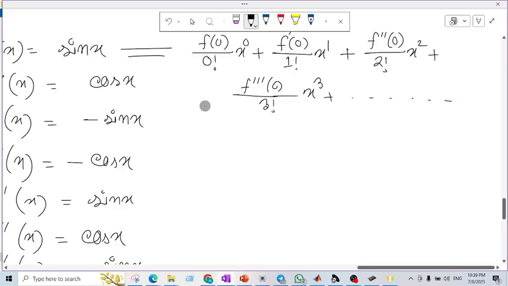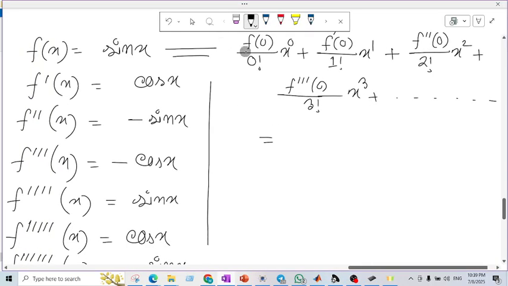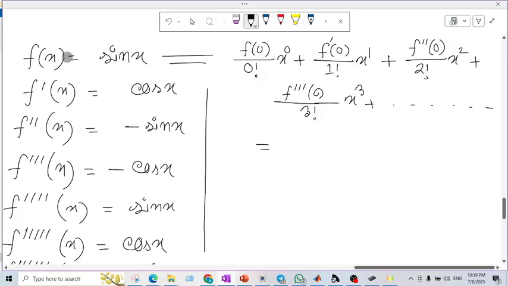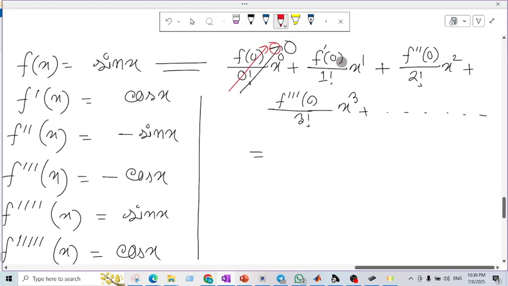Now let's write what is f of 0. You see, f of x is equal to sin x, so f of 0 is 0. The first term is 0. Now what is the second term? f prime x is equal to cos x, so this term is cos 0 degree, which is 1, right? So 1 by 1 factorial x to the power 1.